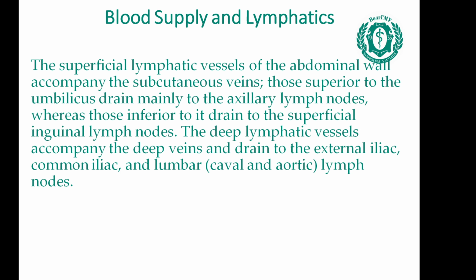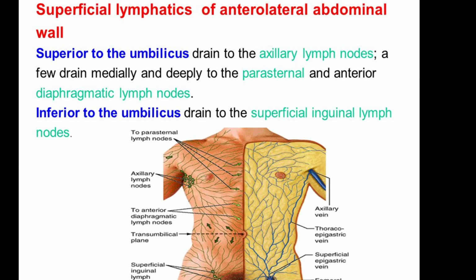The superficial lymphatic vessels of the abdominal wall accompany the subcutaneous veins. Those superior to the umbilicus drain mainly to the axillary lymph nodes, whereas those inferior to it drain to the superficial inguinal lymph nodes. The deep lymphatic vessels accompany the deep veins and drain to the external iliac, common iliac, and lumbar, caval and aortic lymph nodes.